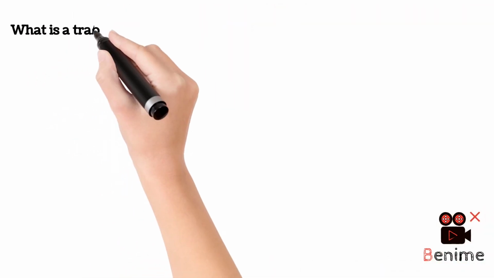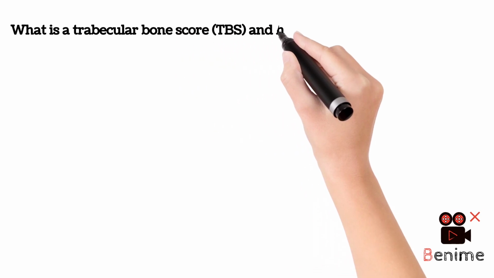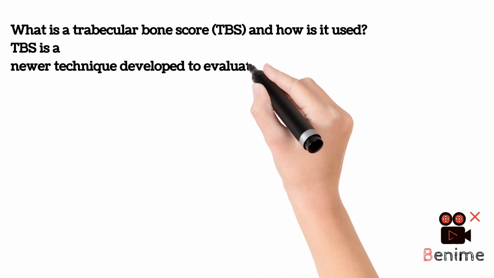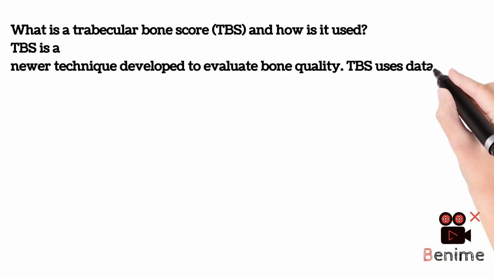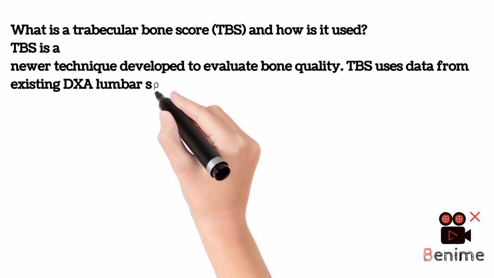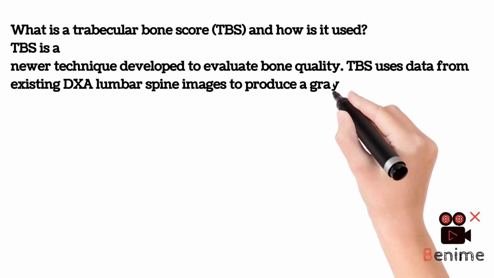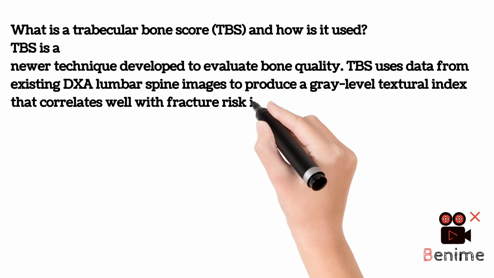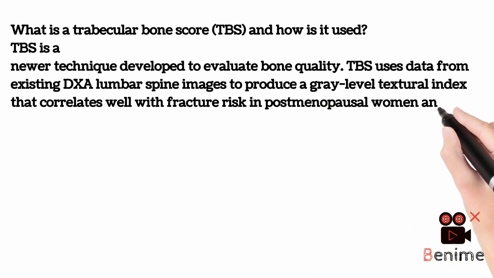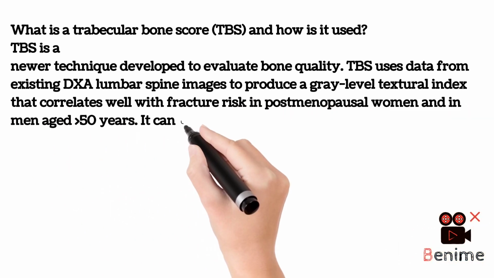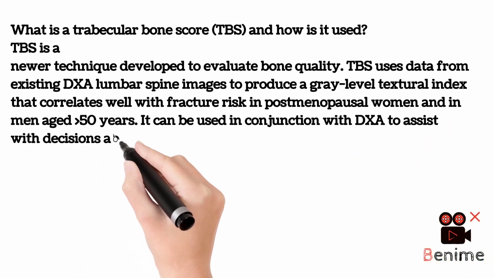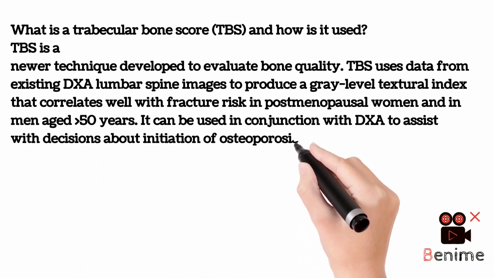What is a trabecular bone score (TBS), and how is it used? TBS is a newer technique developed to evaluate bone quality. TBS uses data from existing DXA lumbar spine images to produce a gray-level textural index that correlates well with fracture risk in postmenopausal women and in men aged greater than 50 years. It can be used in conjunction with DXA to assist with decisions about initiation of osteoporosis therapy.